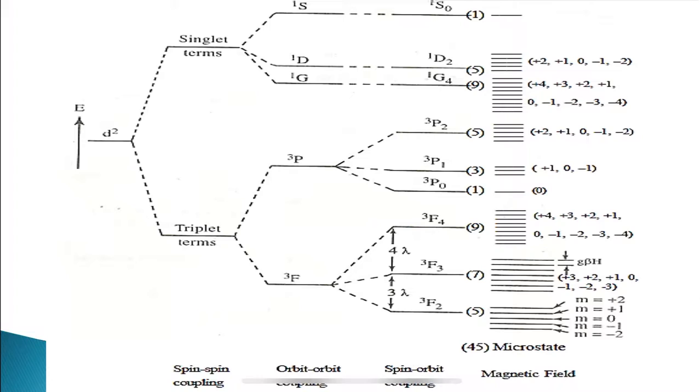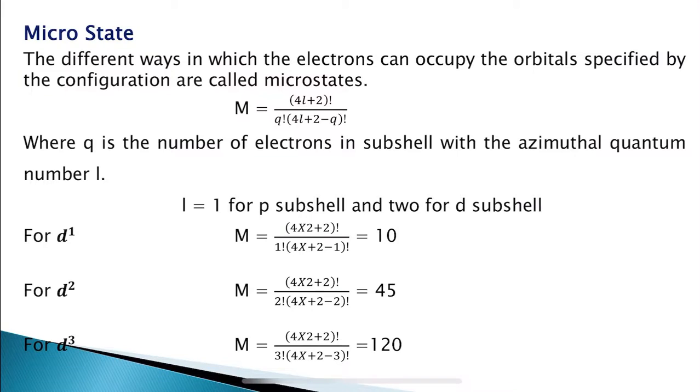So these states represent different energy levels. The separation between these states is given by the term g beta H, where g is the Landé splitting factor, beta is the Bohr magneton and H is the applied magnetic field strength. Okay. This is how we represent the schematic representation of Russell-Saunders coupling for a d2 metal ion. Okay.